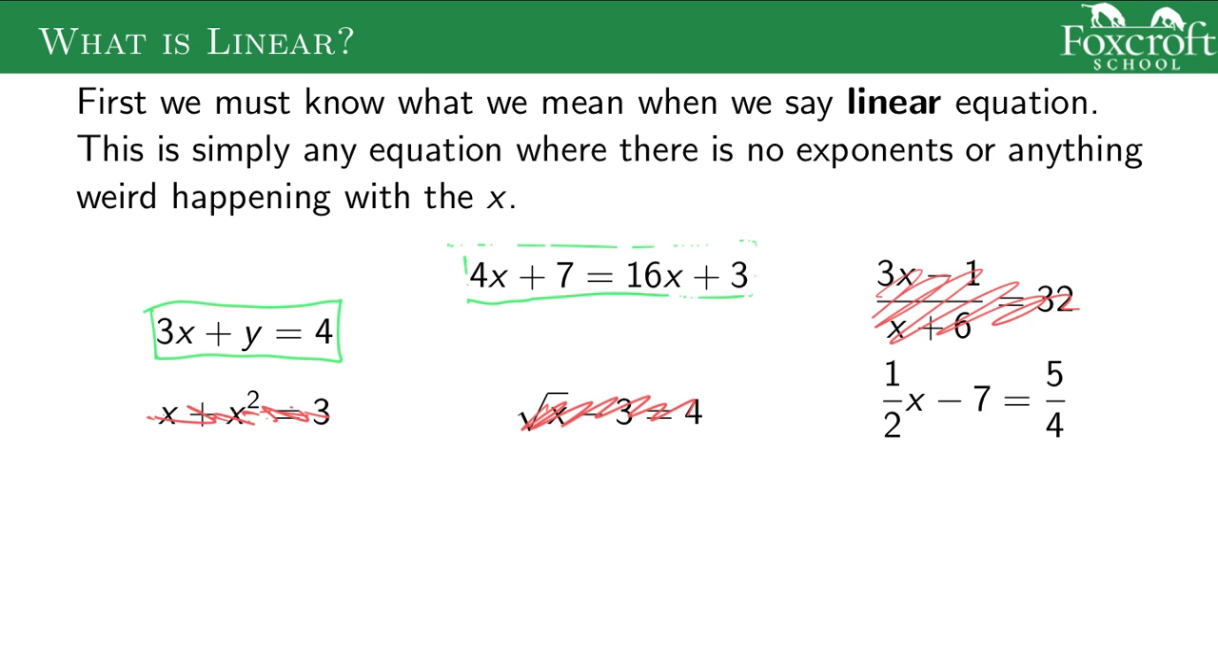This one, 1/2 x minus 7 equals 5/4. There is a fraction, 1/2, but it's not the x that's in the fraction. It's right in front of the x. So this one is also linear. When I see that single x with nothing else going on, that's what we mean when we say a linear equation. Another easy way to check: graph it. If it's a line, then it's a linear equation.